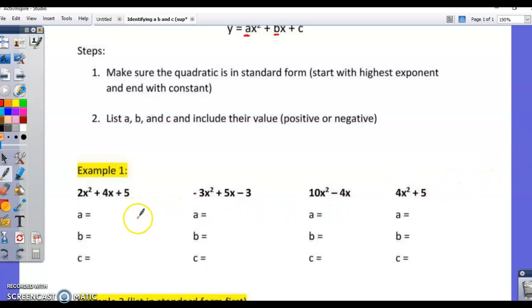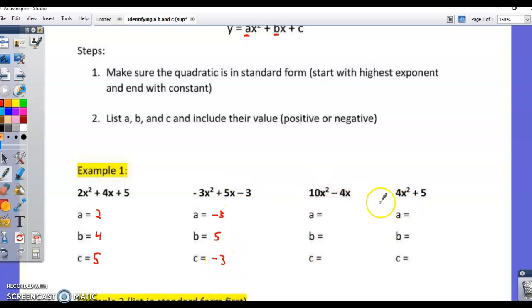We are listing our a, b, and c for each one. So in this one, for example, our a is 2, our b is 4, and our c is 5. So again, pretty straightforward when it's in standard form. In this example, we have negative 3 as our a, we have positive 5 as our b, and our c, we want to list that negative with it, so we have a negative 3.